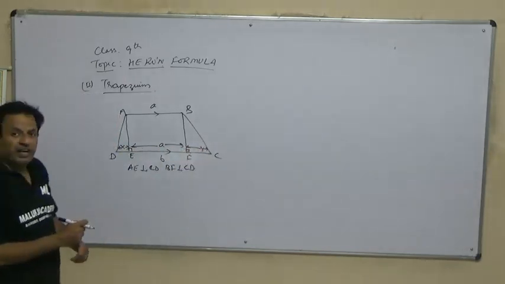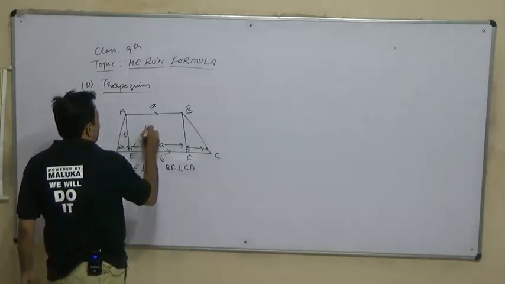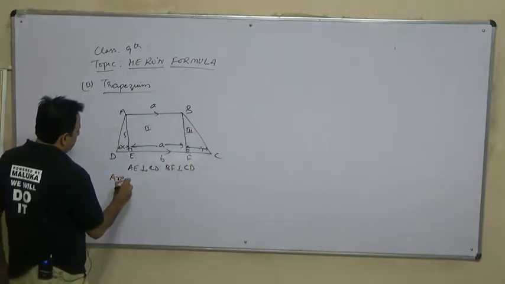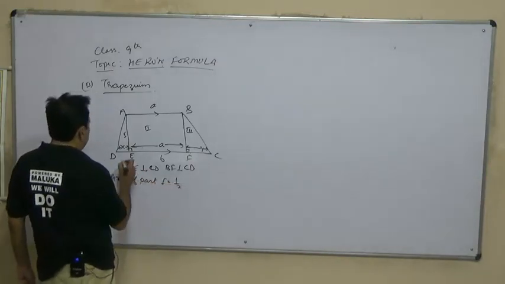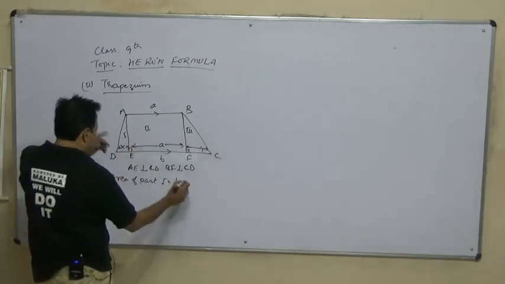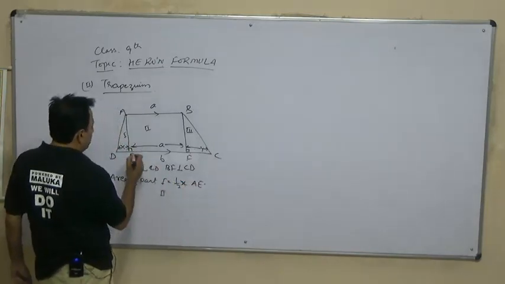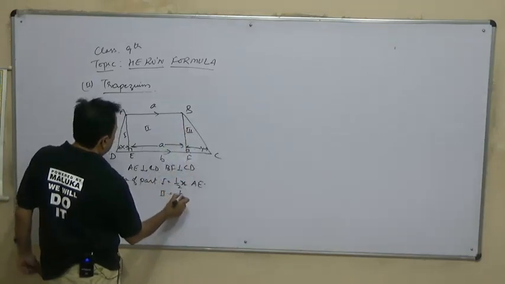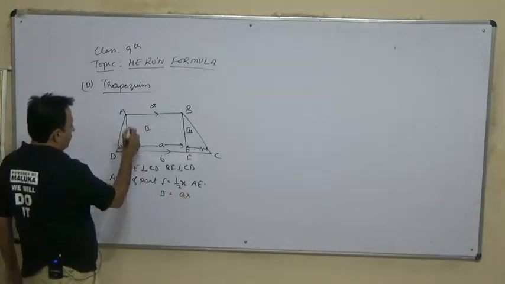Now if we want to find the area of this trapezium, let us divide it into three parts: first, second and third part. So first, area of part first will be half into X into AE. Area of part 2 will be A into AE.